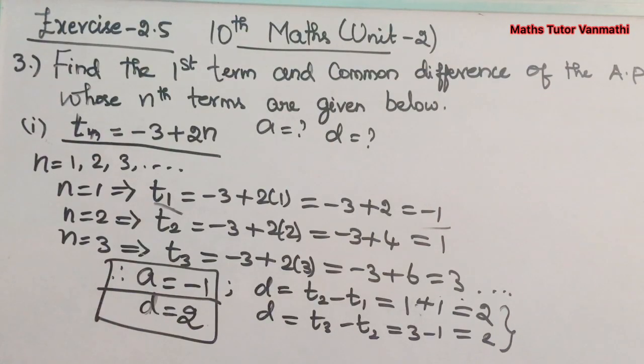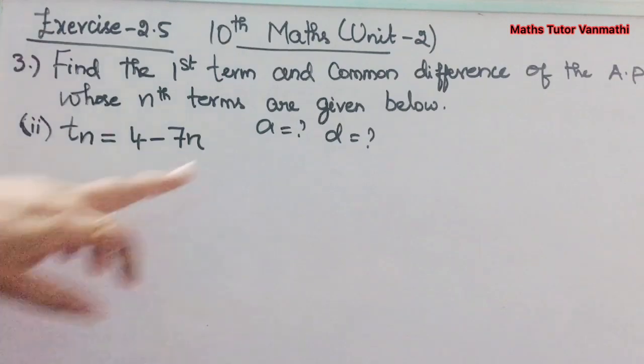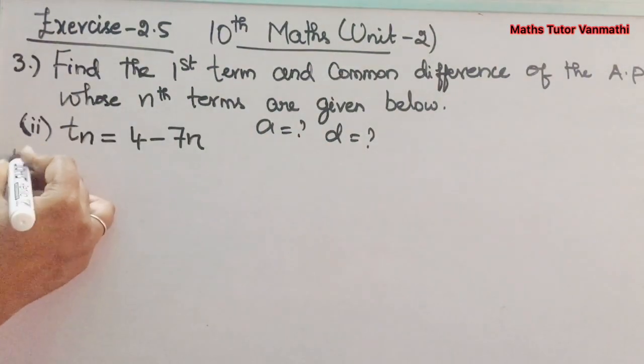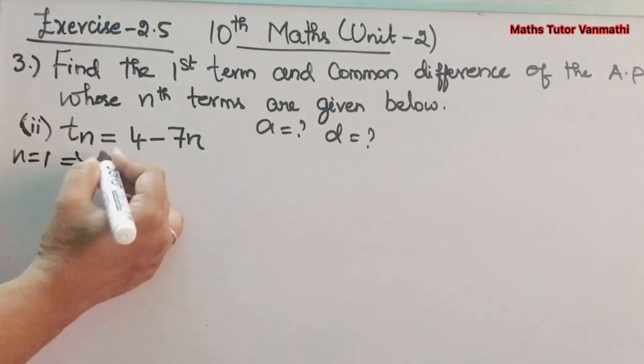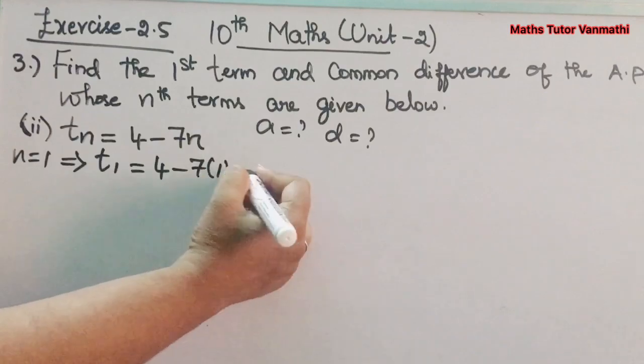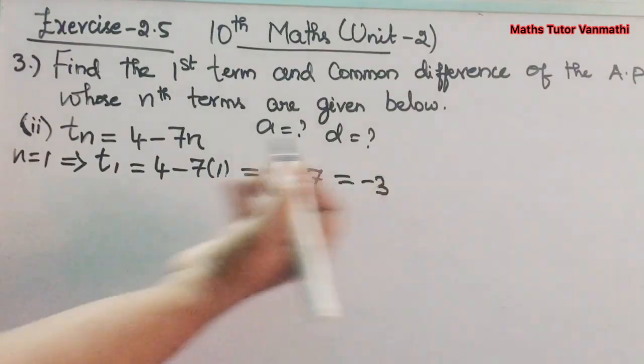Okay, let us see the second subdivision now. This is your second subdivision. Tn is equal to 4 minus 7n. We are going to find the first term A and the common difference D. So substituting the natural numbers, first n equal to 1. You get T1 equal to 4 minus 7 into 1. 4 minus 7 is your minus 3.